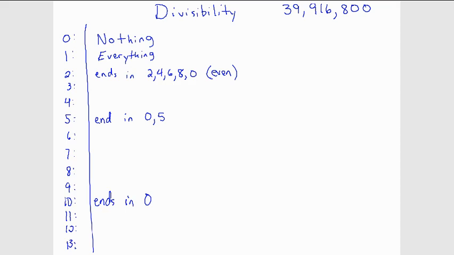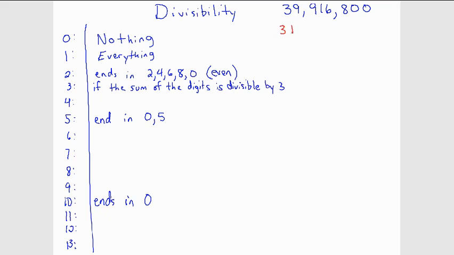All right, let's move on to 3. 3 is a famous one, not because it has an easily identifiable trick. It does require a little bit of work, but it's still a famous one. And that's if the sum of the digits is divisible by 3. So let's take a look at this number. Is it divisible by 3?